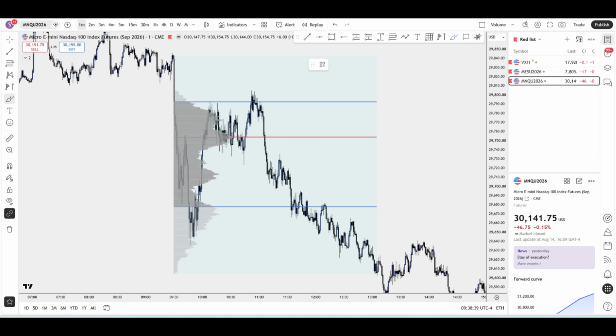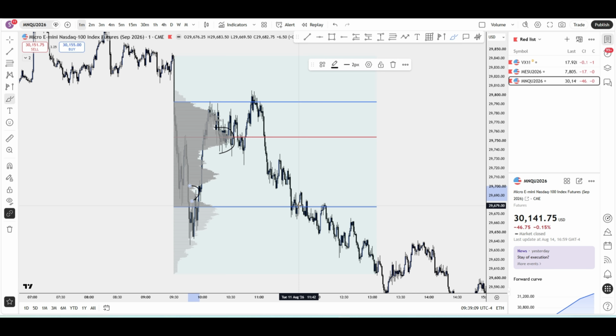What if I told you that most traders are using volume profile completely backwards? They see a high volume node and immediately think price will bounce here. They see a low volume node and think price will reject there. And that's exactly why they keep getting trapped.